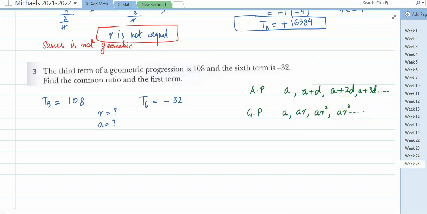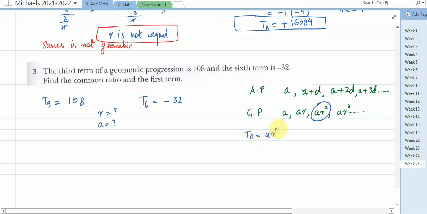Alright, now in my question it says the third term. So what is the third term we have? Third term is ar square, or you can verify it as well. The working formula we have, it's Tn is equals to ar to the power n minus 1. That is the working formula for geometric progression. The value of n we have, it's 3 because we are looking for the third term. So that will be a r, and 3 minus 1 it's 2. So that's how you're getting ar square.